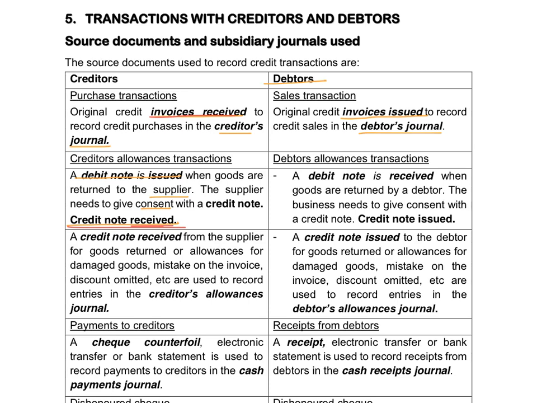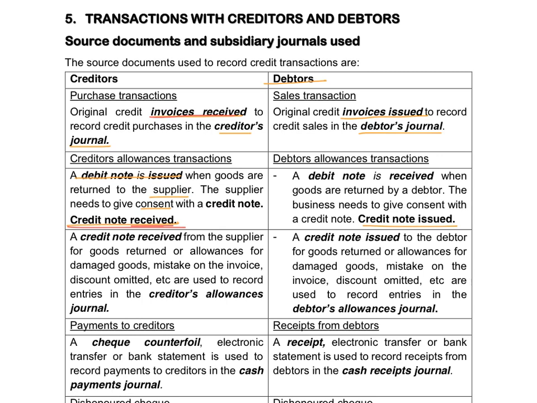If we look at the debtors, we issue an invoice, and if we want to reduce a debtor's account, they will return goods to us with a debit note. If we are satisfied taking the goods back or to reduce their account, we will issue a credit note. So it means if we look at both these transactions again, with debtors, we issue an invoice, and with debtors' allowances, we issue a credit note.